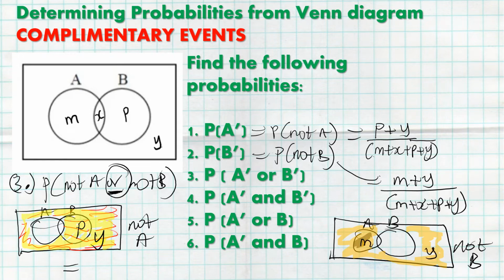So for not A or not B, you go to not A and you take everything in not A, right? So in not A you have P plus Y. What is in not B here? Not B, you take everything outside there. So it is M plus Y again. If you find that an outcome is repeating, you do not have to repeat it, because you have already included Y there. So that will be the outcomes for not A or not B, all divided by the total number in the sample space, which is M plus X plus P plus Y. All right.